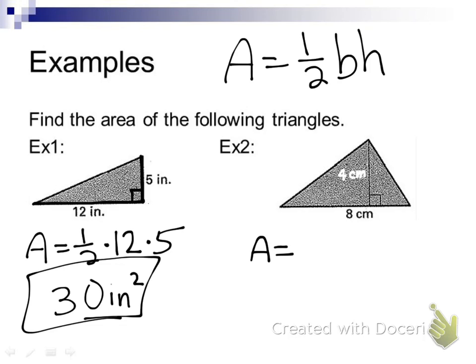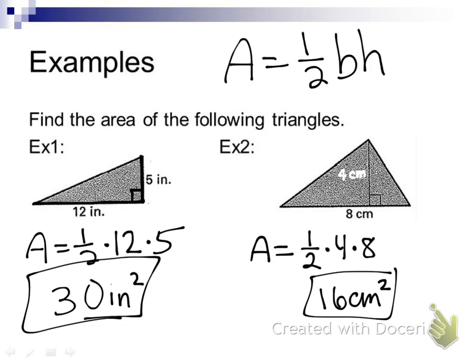Alright, same thing on the next one. We are given the base and the height again. They're coming together to form that right angle, so I know those are the correct measurements that I'm looking for. So 1/2 times 4 times 8. This is going to give you 16, and we're talking about centimeters, so square centimeters.